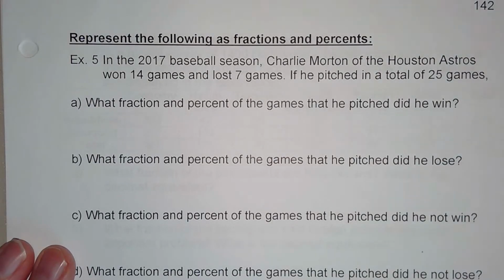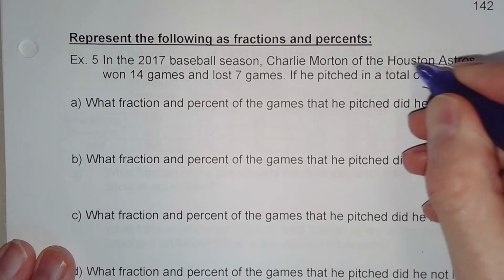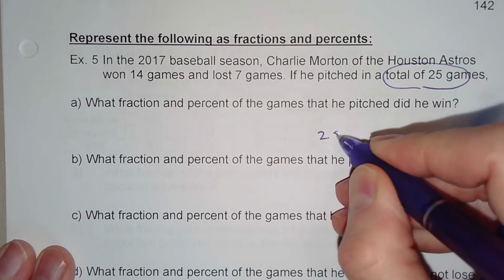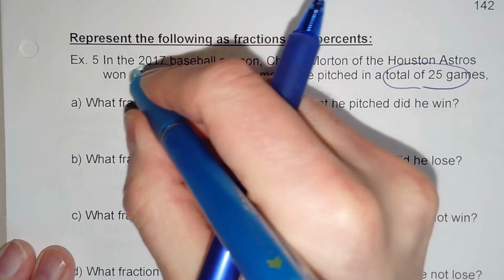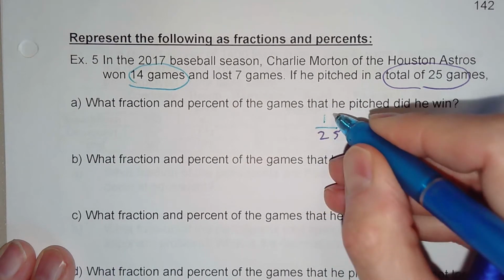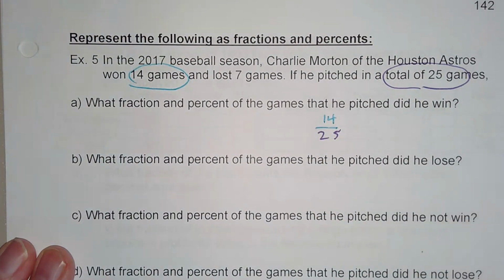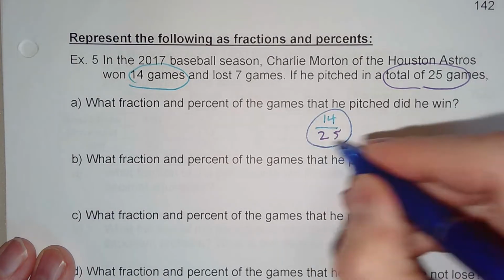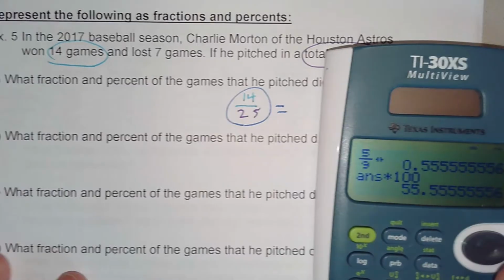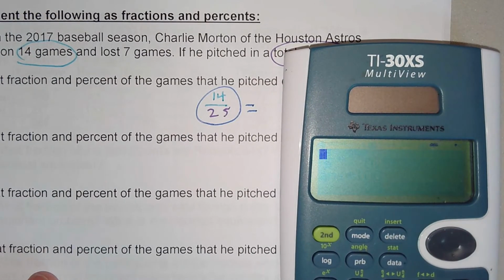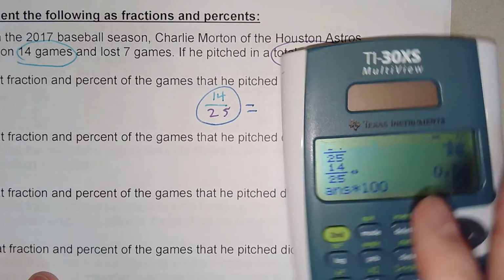So our base here is going to be 25. That's the total. And on this problem, he won 14 games. So that would be our fraction. And then we're just going to convert that into a percent. Change into a decimal, multiply by 100, that gives us 56%.